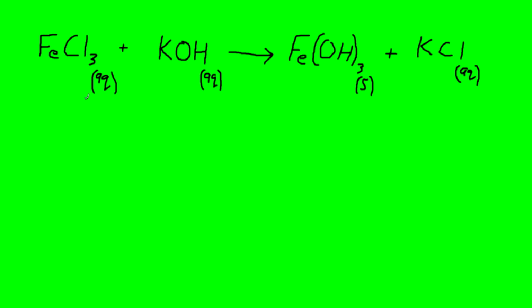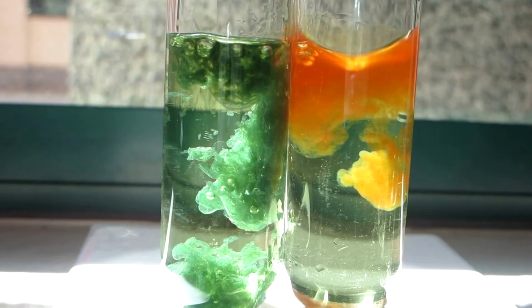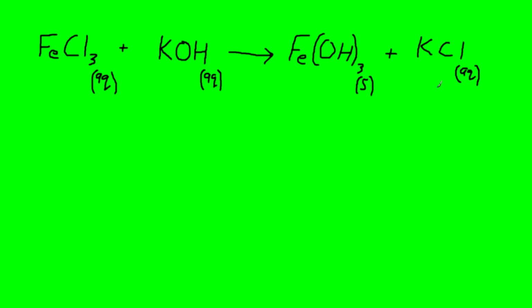So imagine if we take a beaker of this solution, take a beaker of this solution, and we pour them together, we're going to end up making iron 3 hydroxide as a solid. It's going to precipitate out into a solid form and separate from the liquid part, and the rest of the solution will be made of potassium chloride ions floating around. So here's how we write these net ionic equations.